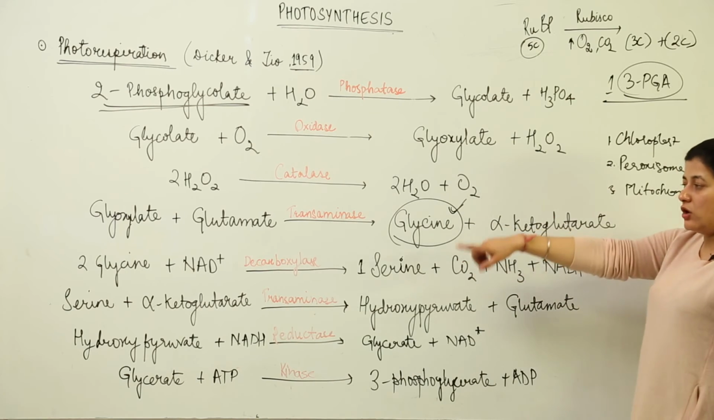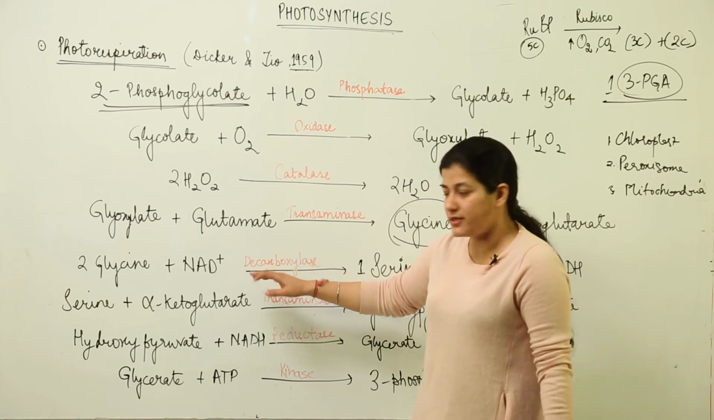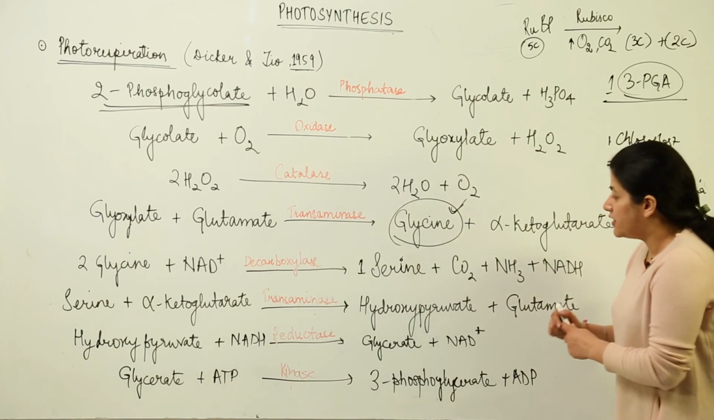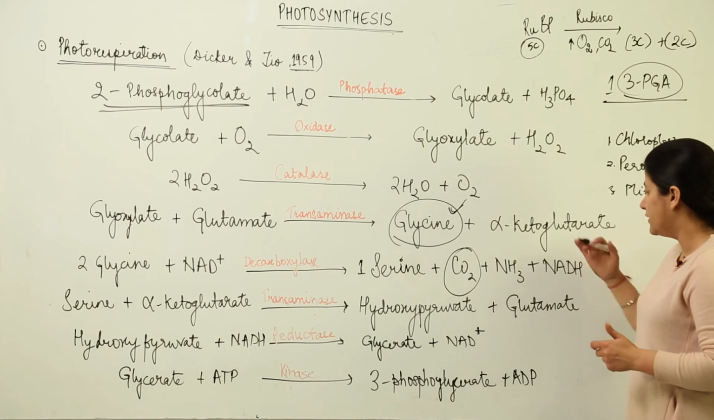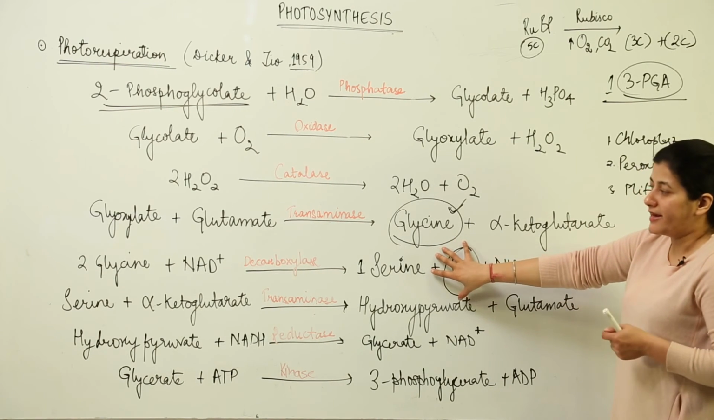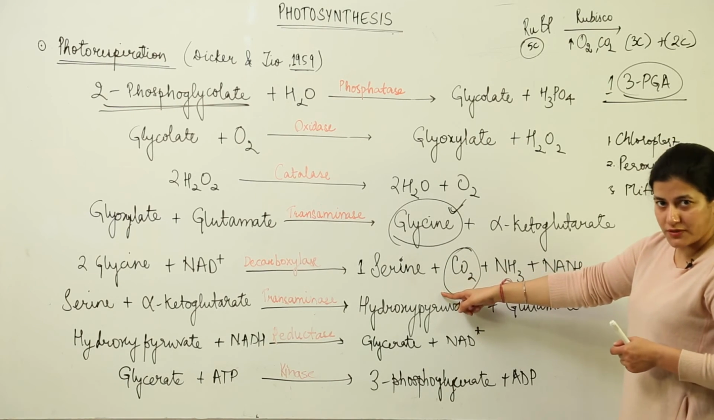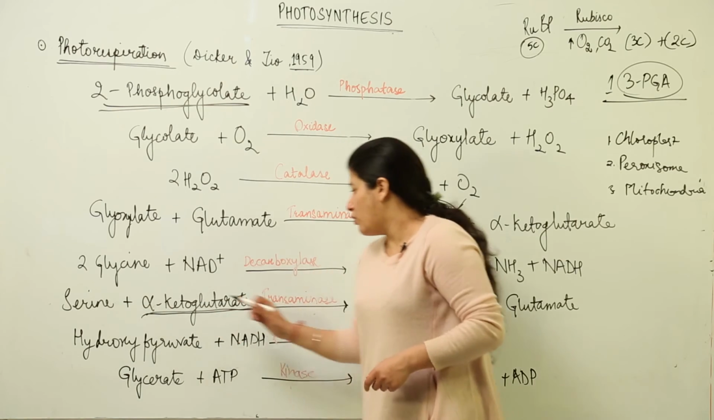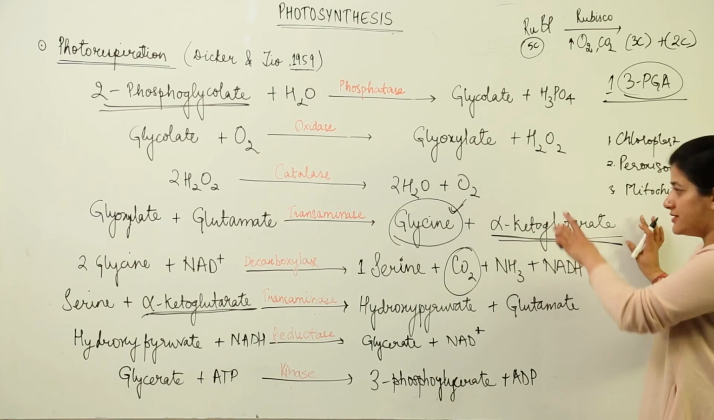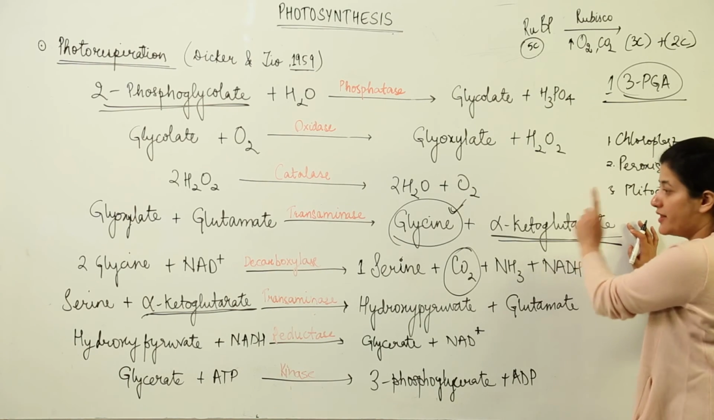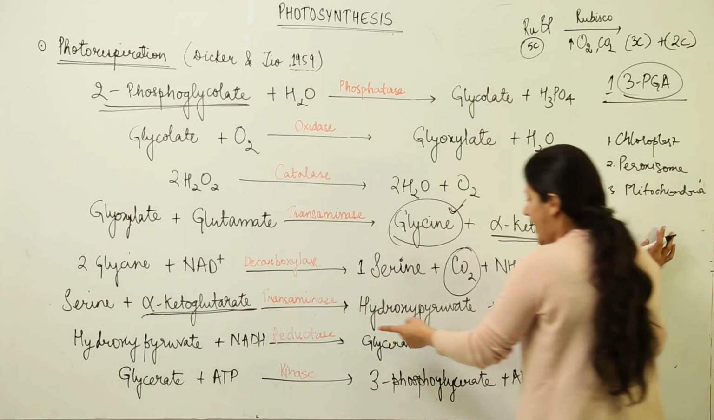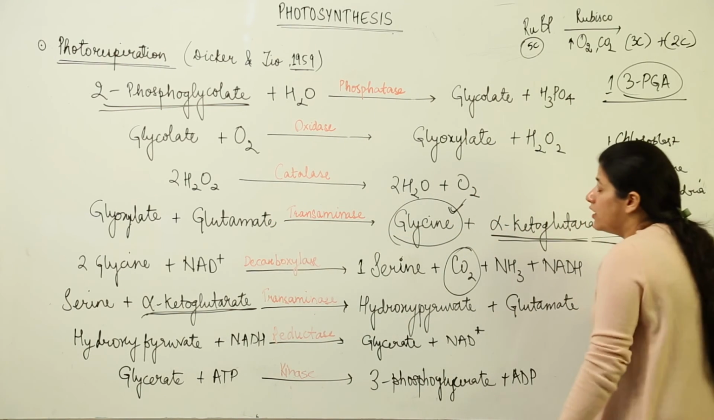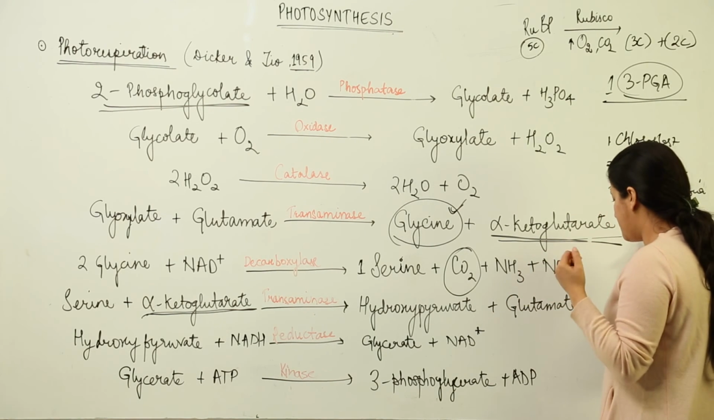2 molecules of glycine along with NAD positive would undergo decarboxylation in the presence of decarboxylase and form a single molecule of serine, that is again an amino acid, and there would be release of carbon dioxide, ammonia and NADH. This is the step that takes place within mitochondria. Now the serine which is being formed goes back to peroxisome. As you can see over here, alpha ketoglutarate was a product of the reaction where glycine was formed in the peroxisome. The same alpha ketoglutarate, when serine moves back to peroxisome, combines with it and forms hydroxypyruvate, and glutamate is formed.